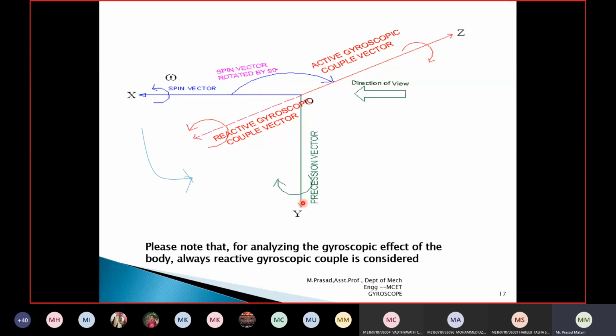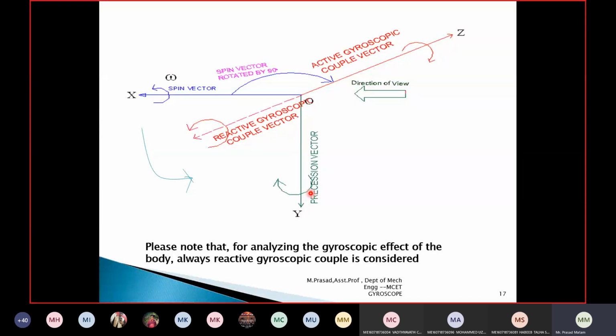Next, the disk is moving in the backward direction. Our rotor is moving in the backward direction and takes a left turn. The precession vector will come upward. Similarly, in this diagram, the disk is moving in the backward direction and taking a right turn. My precession vector is acting downwards.